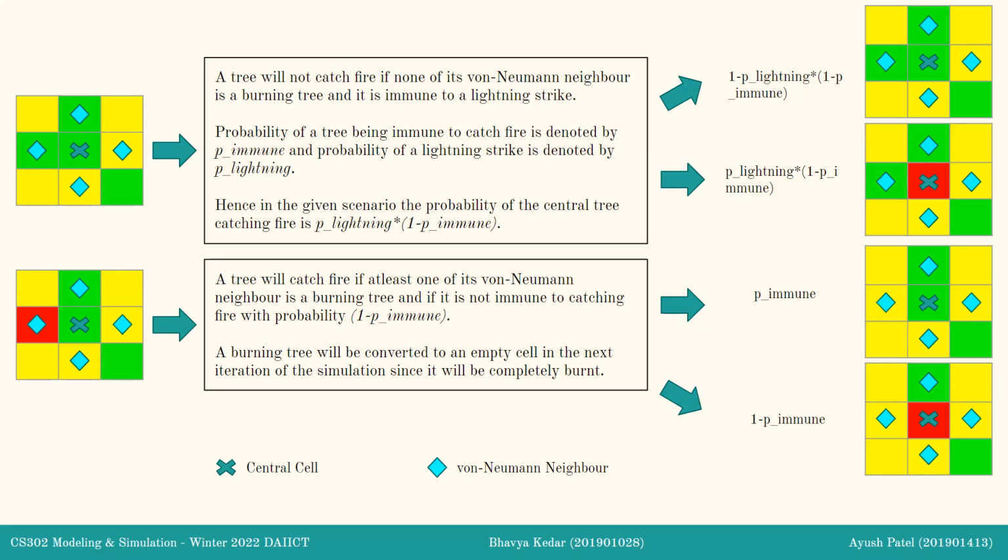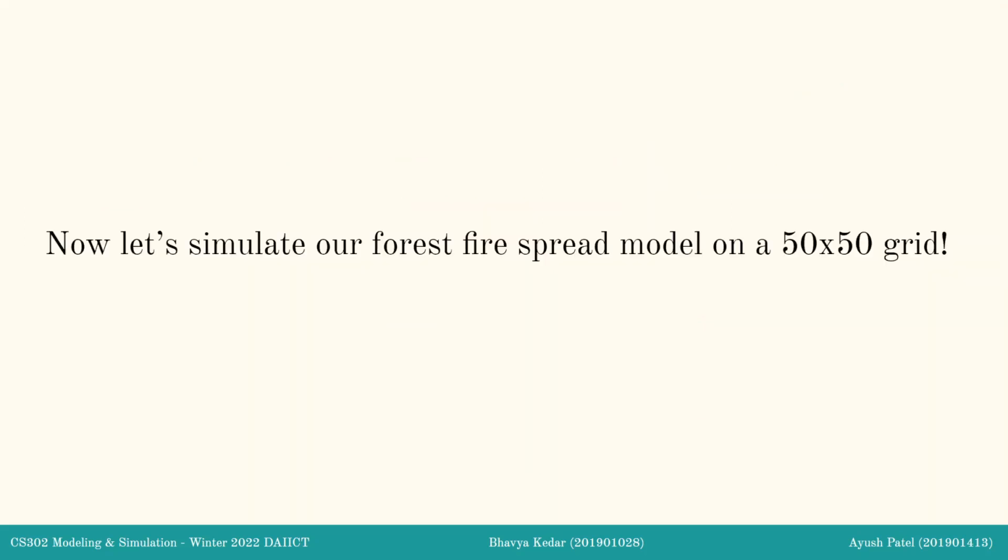In the second scenario, we can see one neighbor of the tree is a burning tree. So if there is at least one von Neumann neighbor of the tree which is set on fire, then the tree will be catching fire with a probability of 1 minus P immune, and it will not catch fire with the probability of P immune. So these are the rules that will govern our simulations, and moving ahead.